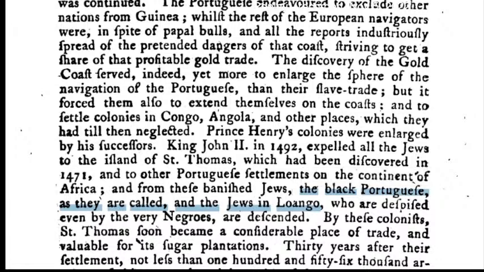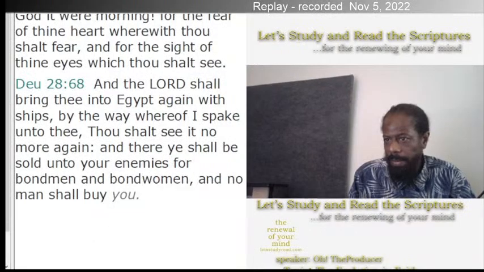Let's go back to the scriptures. Deuteronomy 28:68, the Lord shall bring thee into Egypt again with ships by the way whereof I spake unto thee, thou shalt see it no more again, and there you shall be sold unto your enemies for bondmen and bondwomen, and no man shall buy you.